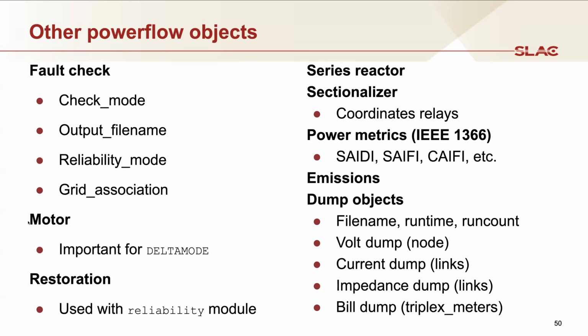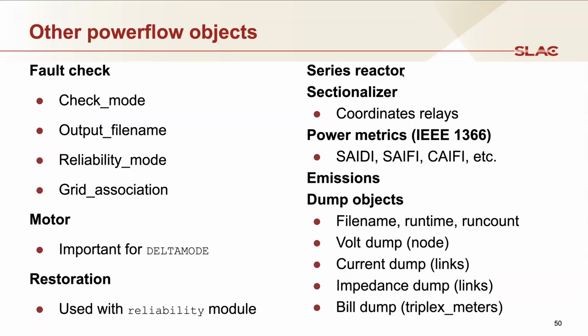Another object that's available is a motor object. The main use of the motor object is in delta mode, so we generally don't bother with them in steady state because they're easy enough to implement as part of the load models anyway. The primary purpose of the motor model is to implement stalling behavior and back generation and things like that. As I said, the restoration object handles reliability. So when you enable fault checking, you can use the restoration object to perform reliability analysis.